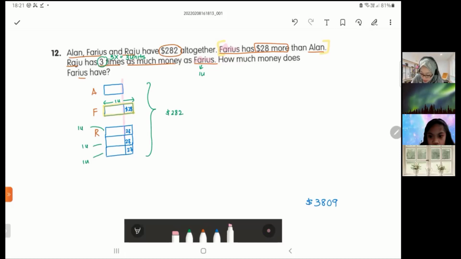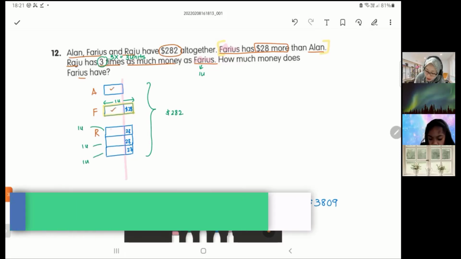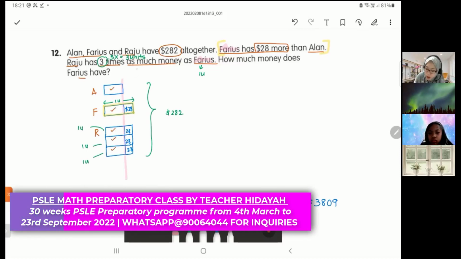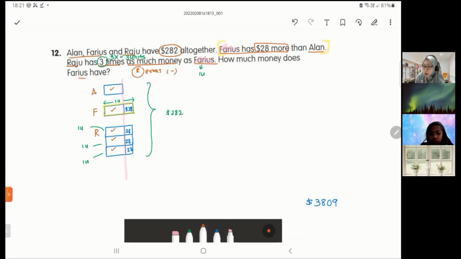Okay, so if you put aside the equal parts and the non-equal part or the extra, it will look like this. Can you see where the equal parts are? The equal parts are this, this, this, this, this. Where is the extra? On the right-hand side. This is what I call the extras. And what do I do with the extras? I take them away. Okay, so the extras is which one? 28, 28, 28, 28. How many 28 are there? 4 times, right? 28 times 4 equals to $112.